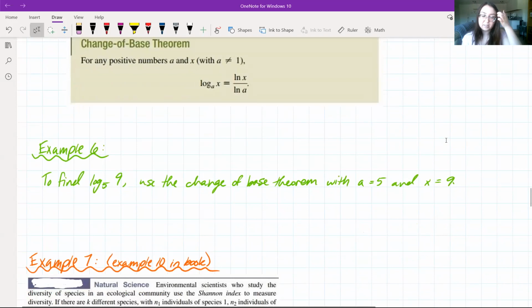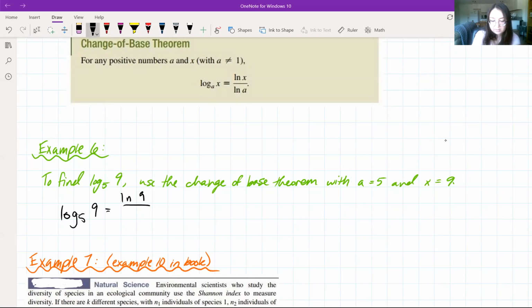All right, to start with, we're going to do example 6. So we want to find log base 5 of 9. So we're going to use the change of base theorem with a equals 5 and x equals 9. So if we rewrite this, we're going to get that log base 5 of 9 is the same thing as saying the natural log of 9 divided by the natural log of 5.